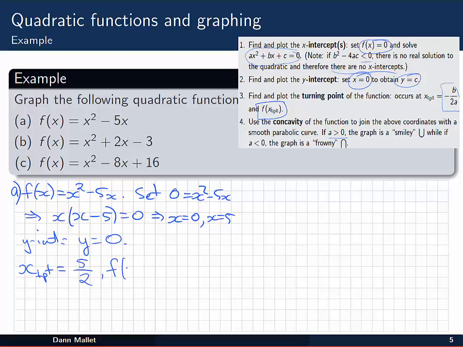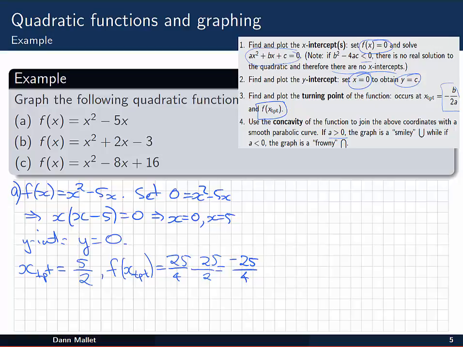To go with that, we need the function value. We substitute the x value back into the function, and we find that we get 25 on 4, take away 25 on 2, which we can evaluate to give minus 25 on 4.